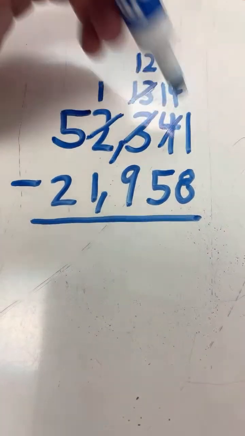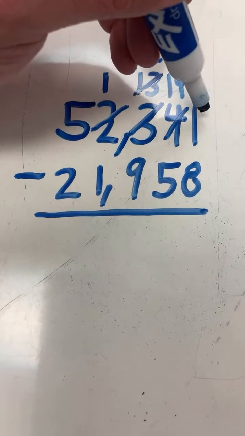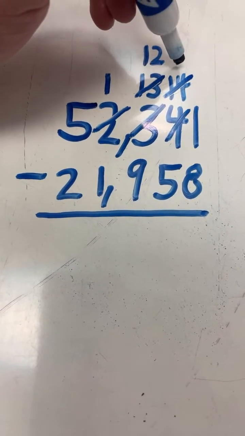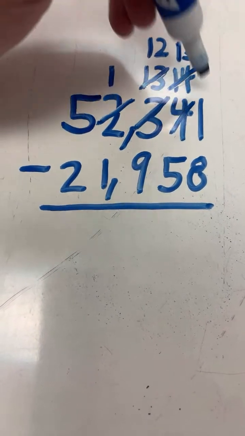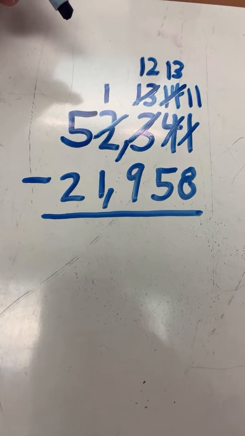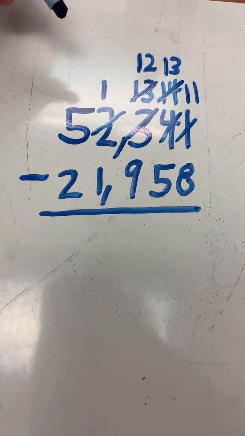You can't start out with 1 and take away 8, so we have to add a 10 to the ones place, so we're taking a 10 from the tens place. The 14 becomes 13. The 1 becomes an 11. And now we are ready to subtract.